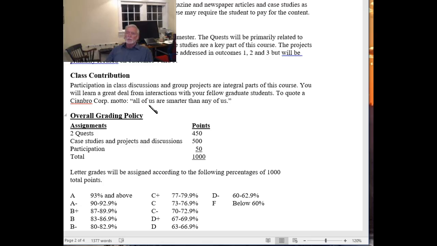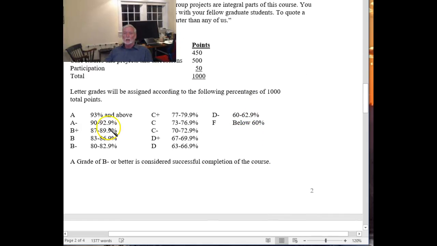So in terms of grades, 450 or 225 points per quest, 45% of your grade on a 1,000-point scale. Case studies, projects, and discussions will be 500 points or 50% of your grade. And then there'll be a participation grade overall on all aspects of the course for another 5% of the grade. So a total of 1,000 points, 45% for quests or tests, 500 points for case studies, and 50 points for participation. The grading works as follows in terms of percentages.